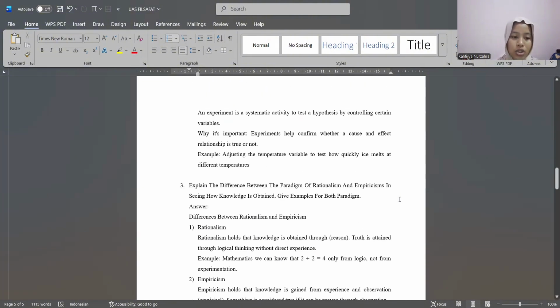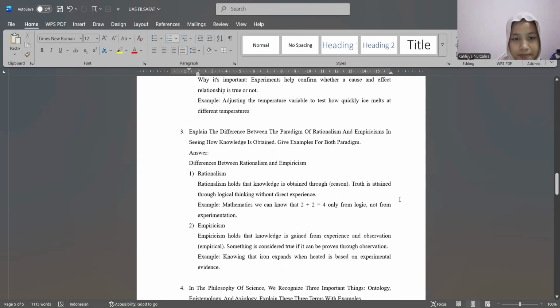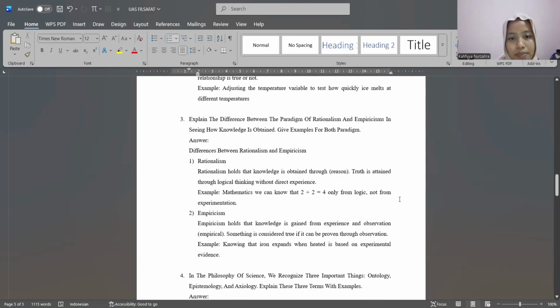Moving on to question number 3. Differences between rationalism and empiricism. 1. Rationalism. Rationalism holds that knowledge is objective truth. Truth is attained through logical thinking without direct experience. Example, in mathematics we can know that 2 plus 2 equals 4 only from logic, not from experimentation.